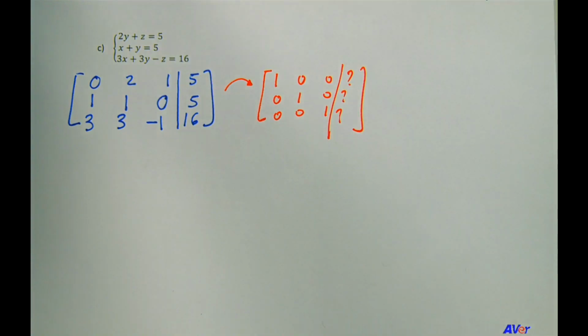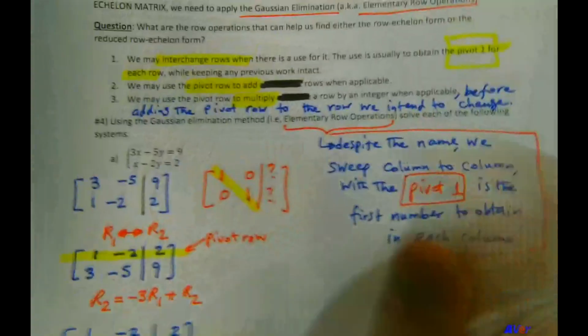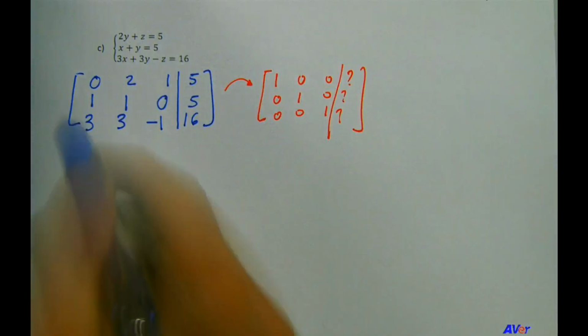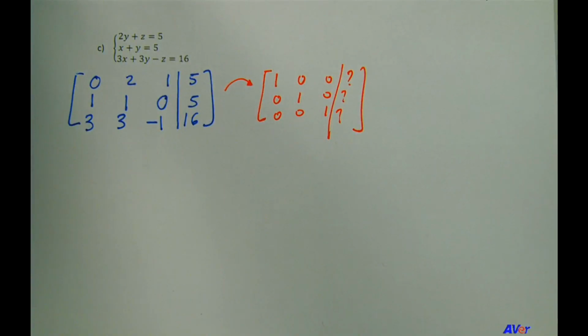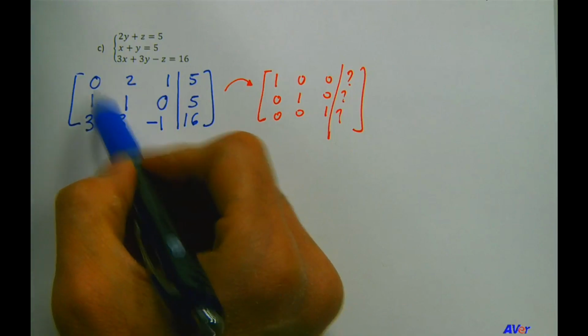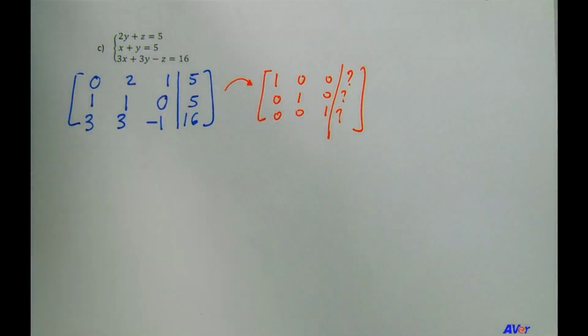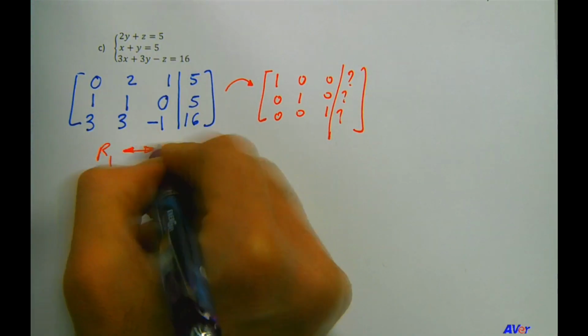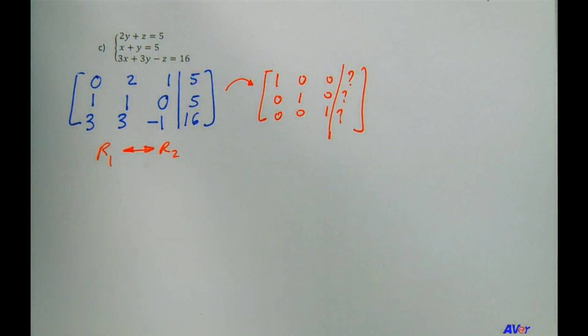Well, remember, one of those row operations we can do is interchange rows, right? Should we do that here? Would it be useful? Absolutely. If you swap row 1 and row 2, you're going to get a 1 in that corner. So let's do that. Swap row 1 and row 2, or interchange them.